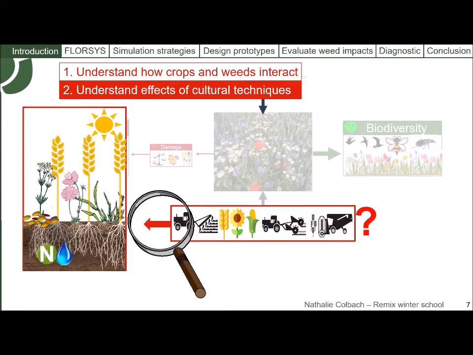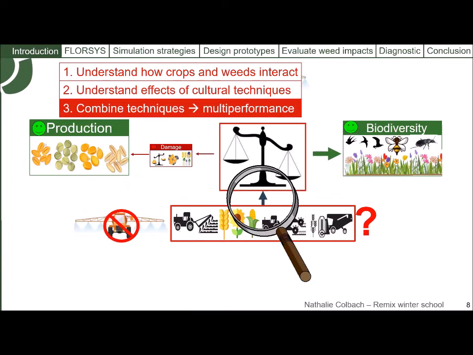We then have to understand how to combine the different cropping techniques in order to reconcile these different objectives, reducing weed harmfulness to crop production on one hand, increasing weed contribution to biodiversity on the other hand, while still using few or no herbicides.